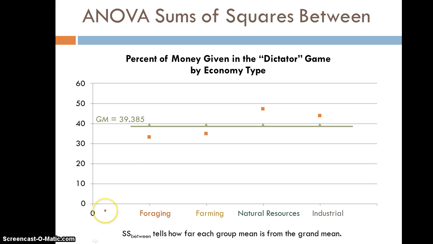So this would be another way of looking at it. Now I've plotted the means for each of our groups, and we're asking how far, weighted by the number of participants in each group, the group means are from the overall mean of all the scores. So the sums of squares between tells us how far each group mean is from the grand mean.